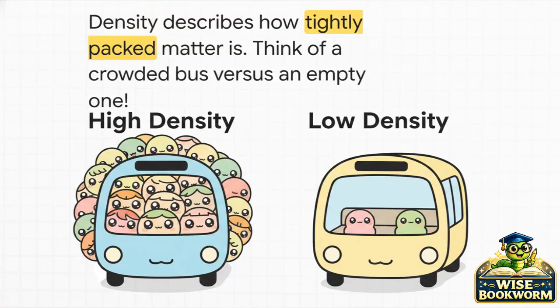Have you ever wondered why an iron rod feels so much heavier than a wooden stick of the exact same size? It all comes down to density. Imagine a bus packed shoulder to shoulder with people. That's high density. An empty bus? Low density. Or actually, think of a dense forest crammed tightly with trees versus a really sparse forest with lots of open space. Density is simply a measure of how tightly packed the matter inside an object actually is.